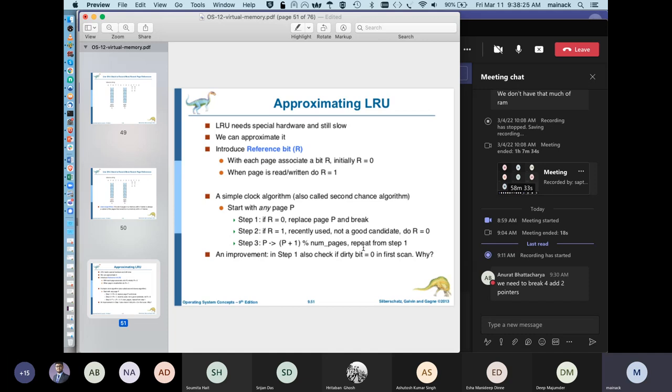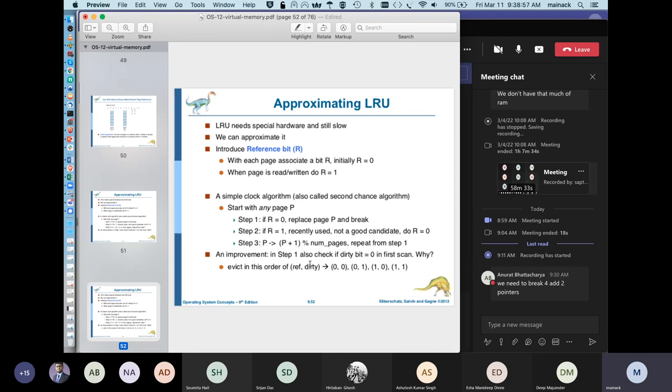So isn't it better if we can replace some clean pages? That will reduce the overhead. The page fault won't be as expensive. So an improvement that people came up with, and these people are developers who want the last bit of performance, is that in your step 1, when you're checking whether the reference bit is equal to 0, also consider the dirty bit. And how do you consider it? Essentially, consider the tuple, reference bit and dirty bit, in your scan and evict in the following order.